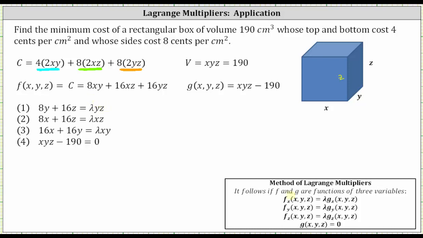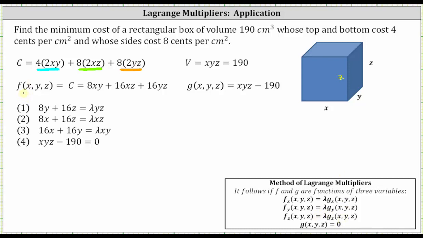The second equation is the partial of f with respect to y equals lambda times the partial of g with respect to y. To find the partial of f with respect to y, we differentiate with respect to y, treating both x and z as constants, which gives us 8x plus 0 plus 16z, or 8x plus 16z, equals lambda times the partial of g with respect to y, which is just xz. Third equation is the partial of f with respect to z equals lambda times the partial of g with respect to z.